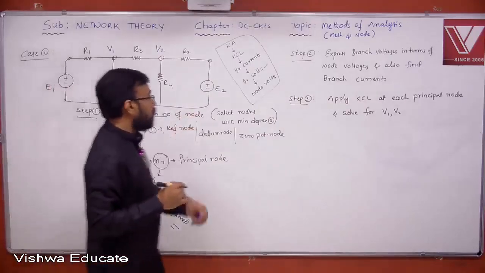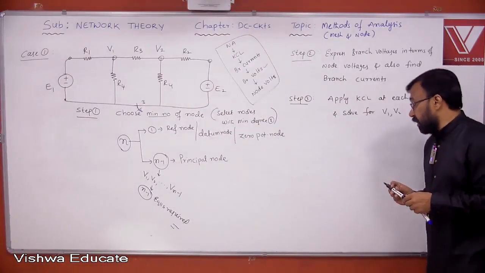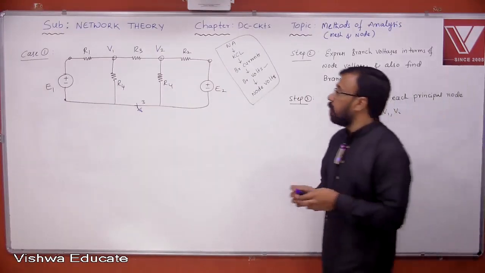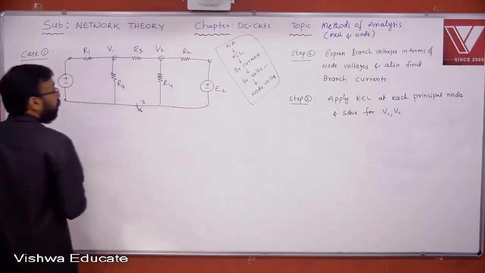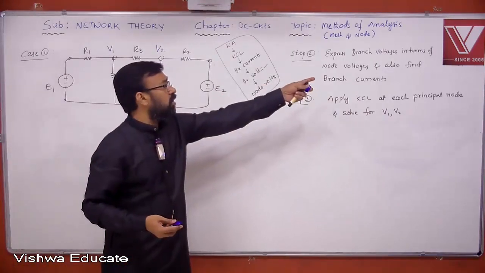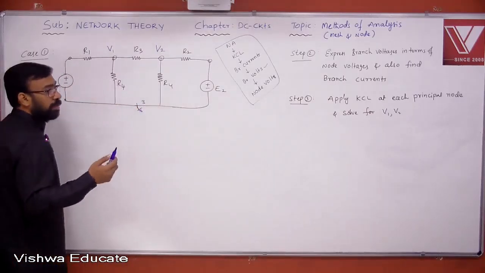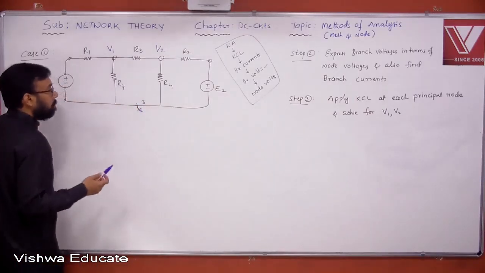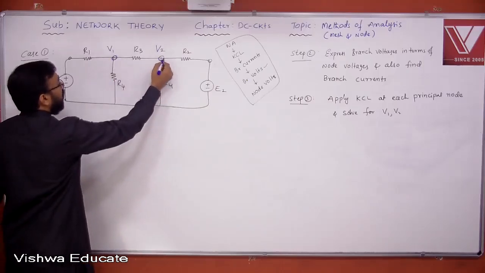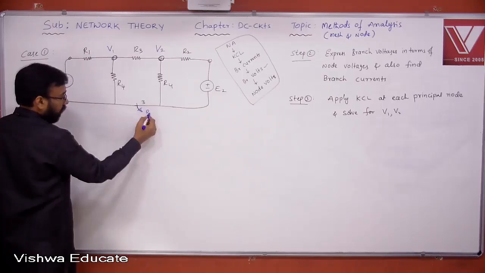So please note this down first, and then I will execute step 1, step 2, step 3. Let us execute it. What is the second step? Express branch voltage in terms of node voltage, also find branch currents. Before that, I would like to give you some assumptions. The two principal node voltages are assumed to be at higher potentials with respect to the reference node. This is the reference node.